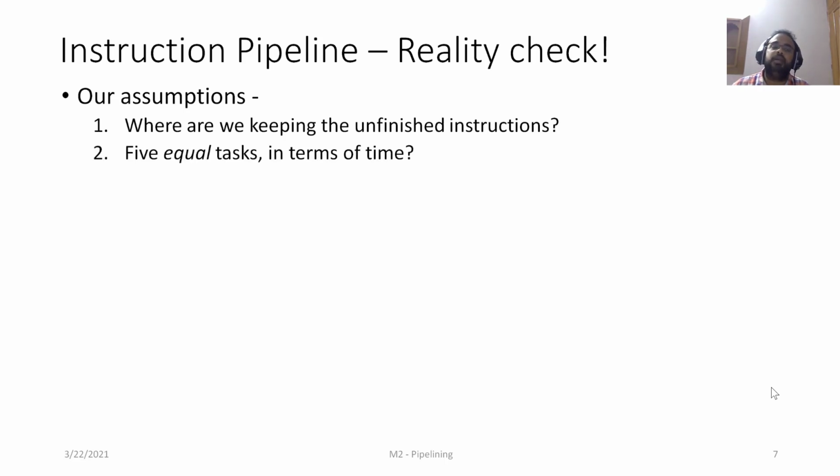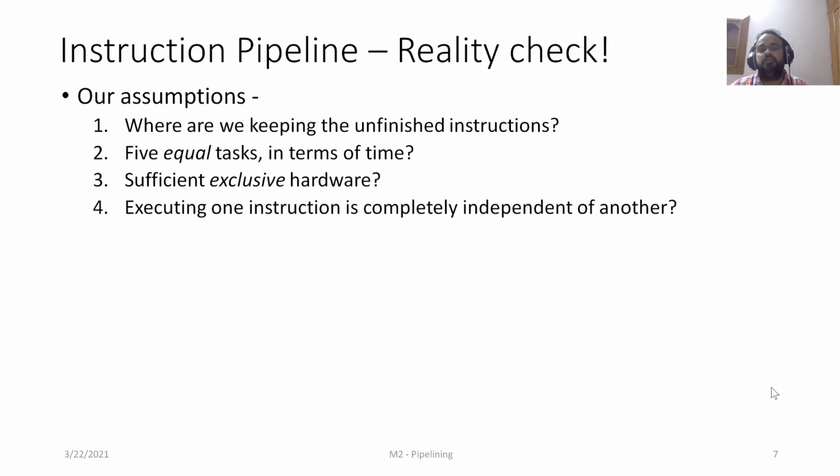The second assumption we made is that each of these 5 stages, fetch, decode, execute, memory access, and write back, take the same time, but that need not be the case. The third assumption is that we have exclusive hardware to perform each of these operations, but we'll soon see that it's not the case. And the fourth assumption is that executing one instruction is totally independent of another, but we know that it's not true.